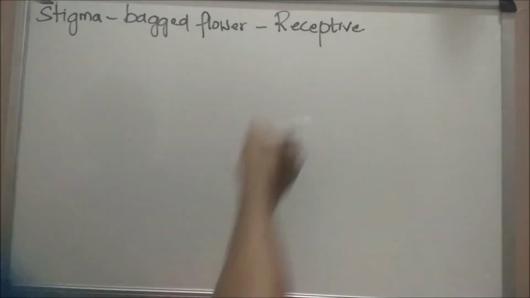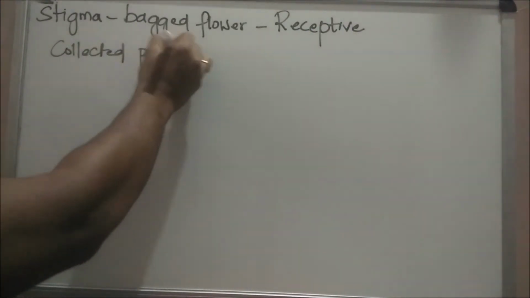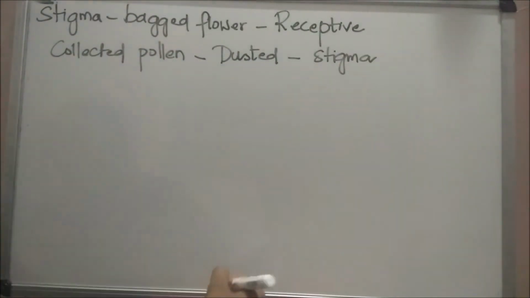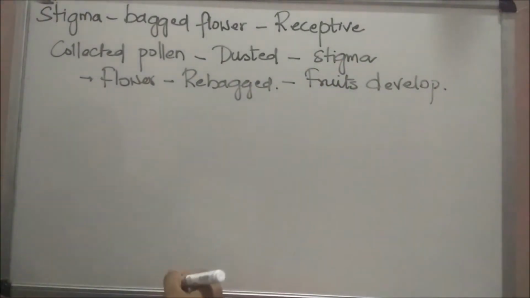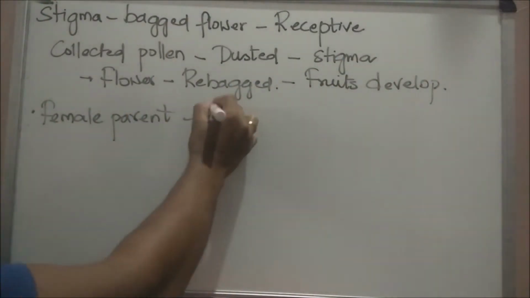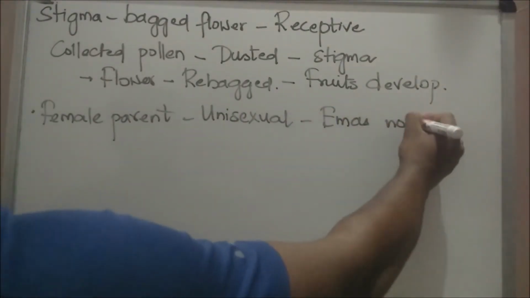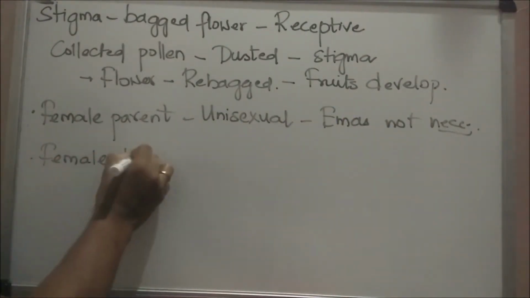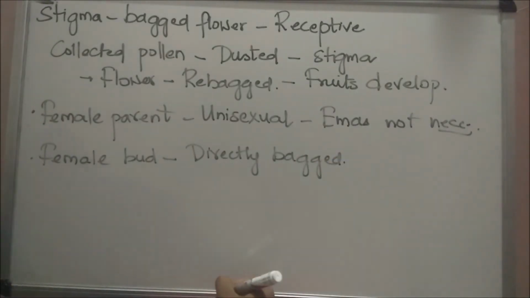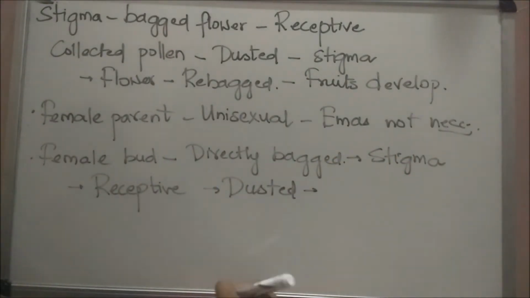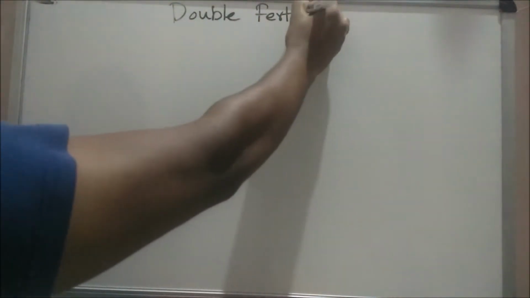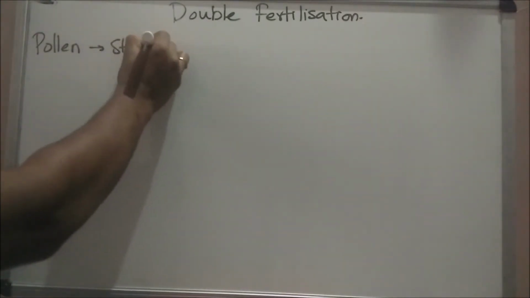When the stigma of the bagged flower becomes receptive, the collected pollen grains are dusted onto the stigma and then the flower is rebagged. Here, fruits are allowed to develop. In a female plant, which is unisexual, emasculation is not necessary. Here, the female bud is directly bagged, and when the stigma turns receptive, suitable pollen grains are dusted onto it so as to allow germination. Now, let's discuss double fertilization.